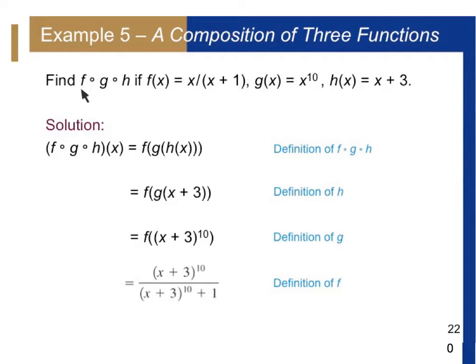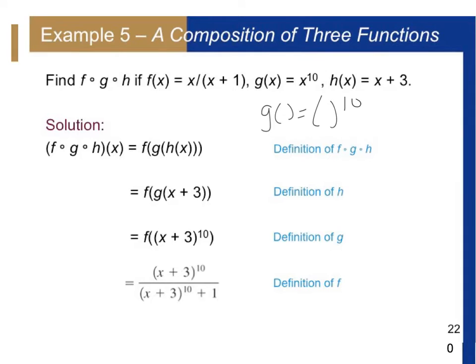Okay, so let's look at f of g of h. If f of x is x over x plus 1, g of x is x to the 10th, and h of x equals x plus 3. So we're going to do h of x first. You know, we start from the last, so we do h, then g, then f. So h of x is x plus 3, so we're going to take f of g of x plus 3. So remember, now we'll do the little thing with blanks. So g of blank equals blank to the 10th.